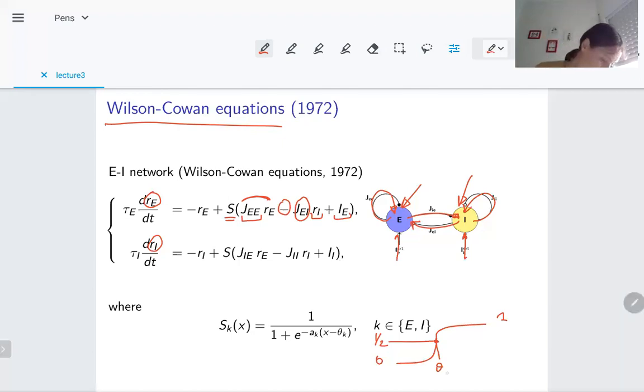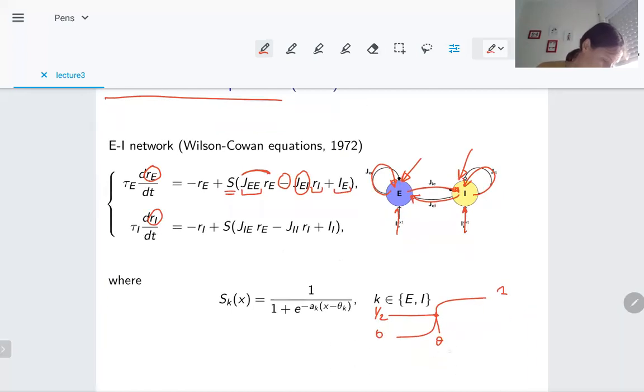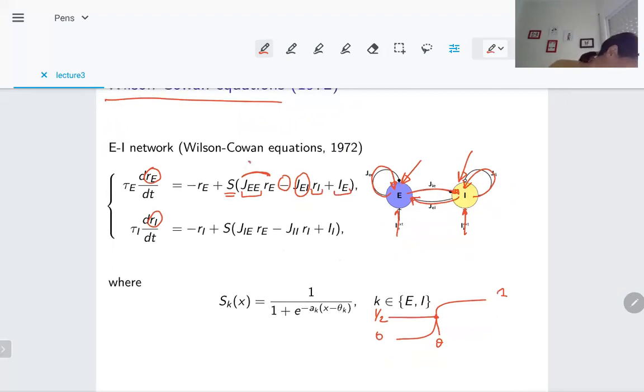If this total input exceeds, so look down here, a certain threshold theta, let me call the total input X. If X is above the threshold theta, this S is close to 1, and the excitatory firing rate tends to 1. Assume that 1 is the maximum, so it's normalized. While if the total input that this population receives is below the threshold theta, this value is close to 0, and the activity of the excitatory population gets close to 0, okay?